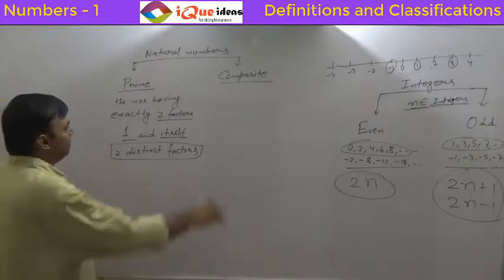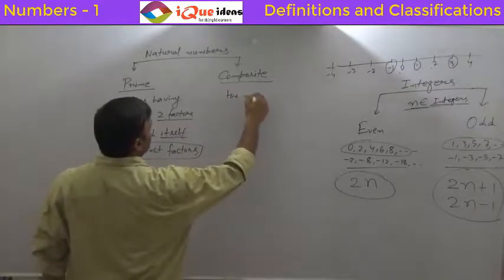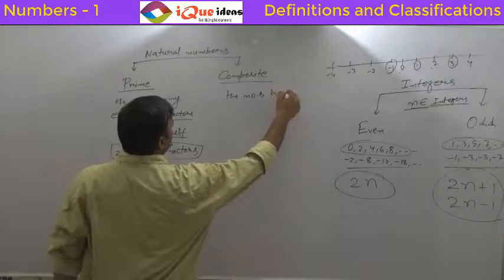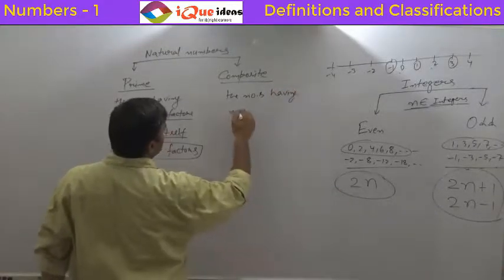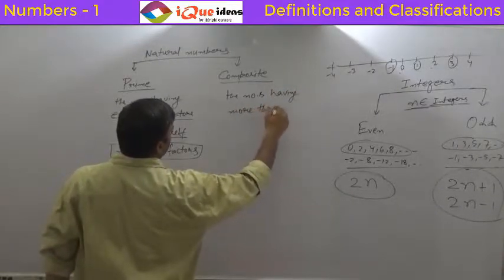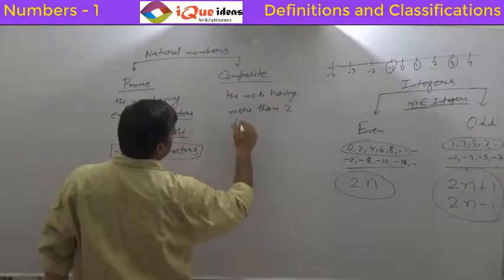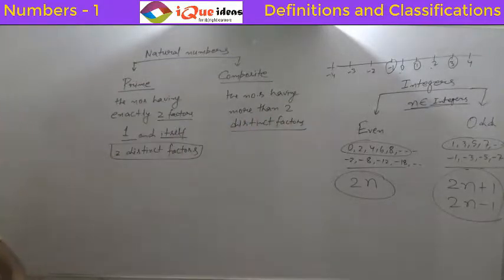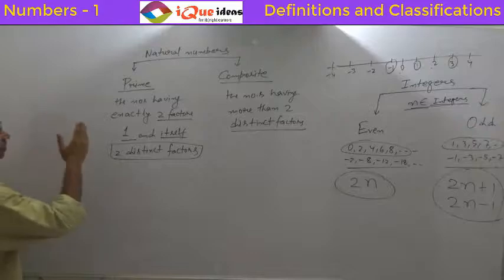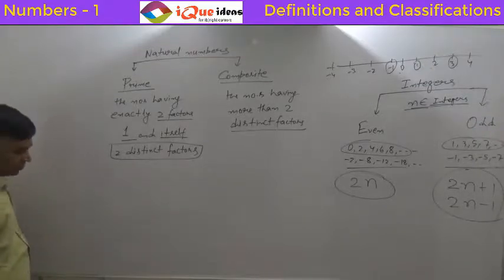Now, composite numbers are the numbers having more than two distinct factors. So you can say that numbers which are not prime are composite. Is that so? Let's see.